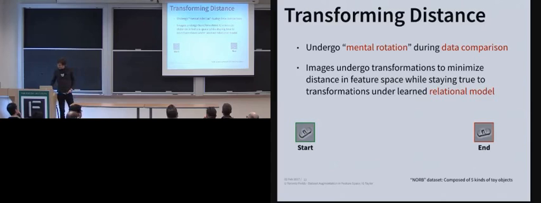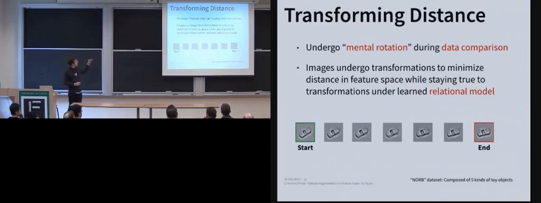So, for example, we have these two images, and we allow one to transform into the other by a type of transformation that we've already seen before. In this case, it's rotation.